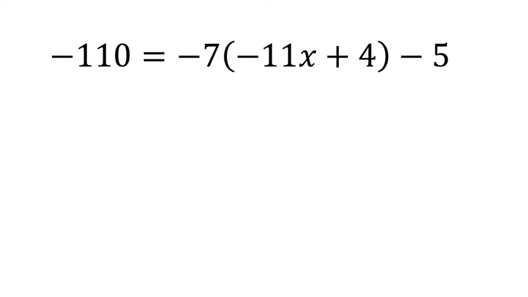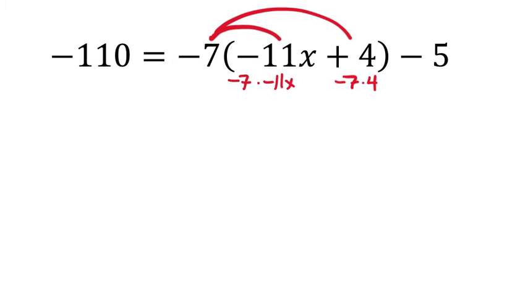What I want to do is I want to distribute this negative 7 into the parentheses here, okay? So that means between these two terms, I'm going to take the negative 7 and multiply it by the negative 11x's, but also take the negative 7 and multiply it by, that's positive 4 because of the plus sign right there. So what do we get on this?